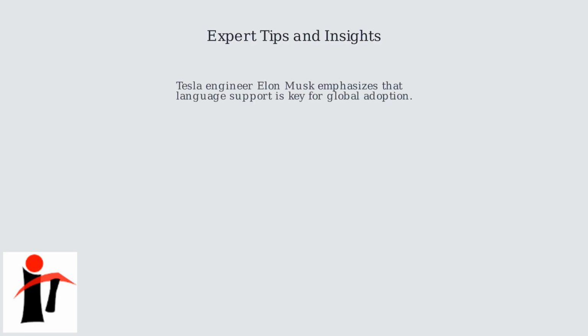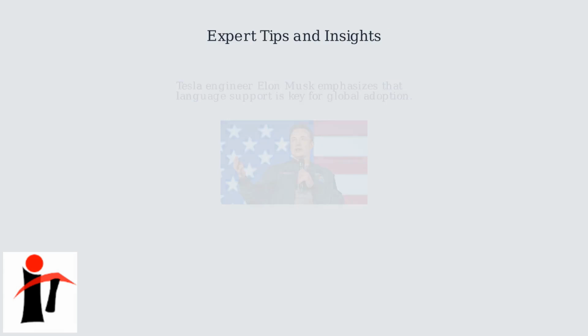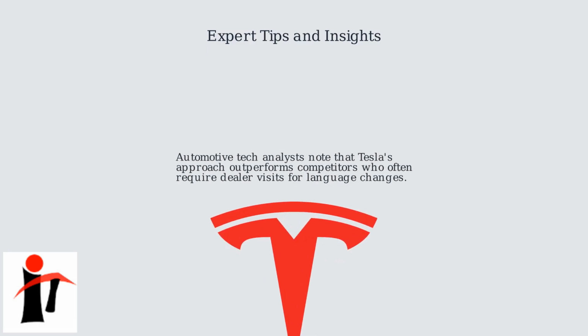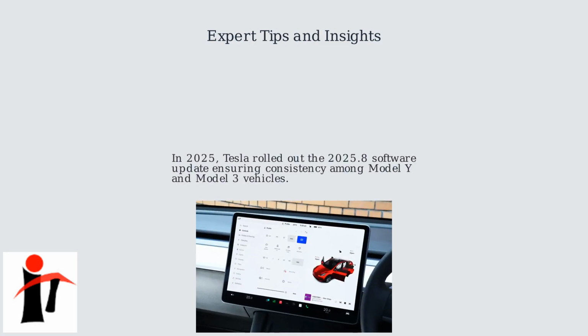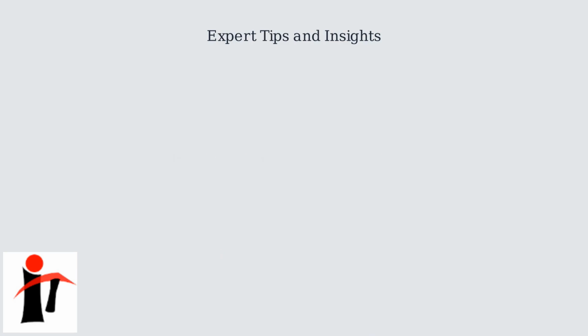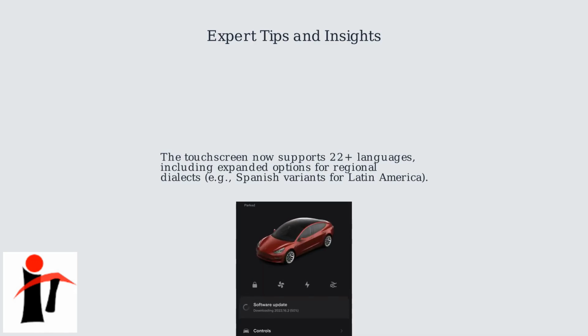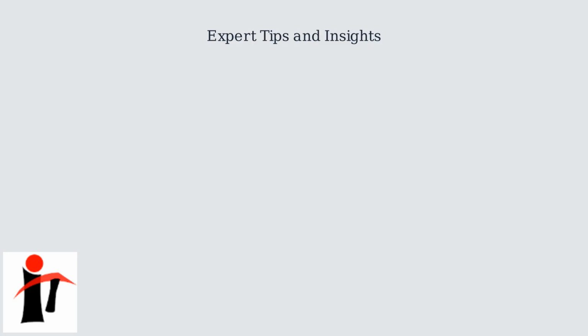Tesla engineer Elon Musk has emphasized that language support is a key factor for global adoption of their vehicles. Automotive tech analysts note that Tesla's approach outperforms competitors who often require dealer visits for language changes, making Tesla more user-friendly. In 2025, Tesla rolled out the 2025.8 software update, which ensures consistency among the Model Y and Model 3 vehicles for language settings. The touchscreen now supports 22+ languages, including expanded options for regional dialects, such as Spanish variants for Latin America, enhancing accessibility worldwide.